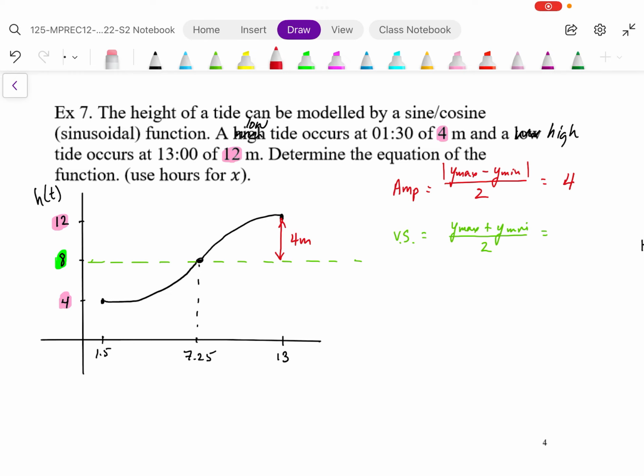The vertical shift is going to be the average value. So we add the two y coordinates and divide by 2. And we end up with an average value of 8. So that represents our vertical shift.